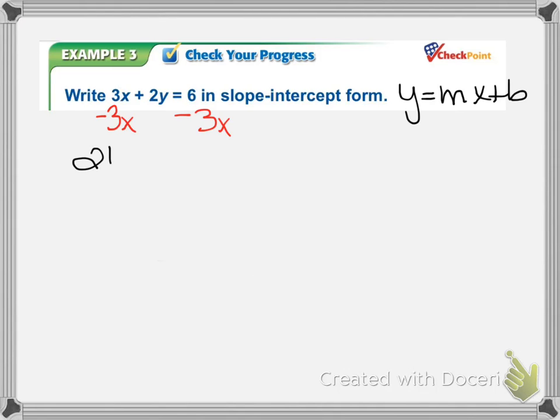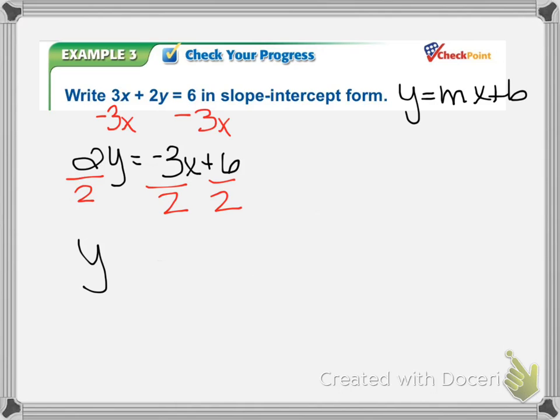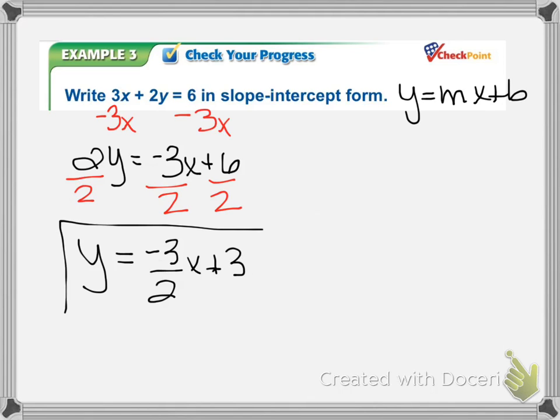That's going to leave us with 2y equals, I'm going to put my negative 3 first because that's my slope. It's attached to the x, so I know that that's going to be part of my slope. And then now you need to get the y by itself, so you're going to divide everything by 2. Now, don't think that you have messed up here because of that negative 3/2. Remember, that's your slope. So your final answer then is y equals negative 3/2 x plus 3. Okay? That's your slope-intercept form from standard.